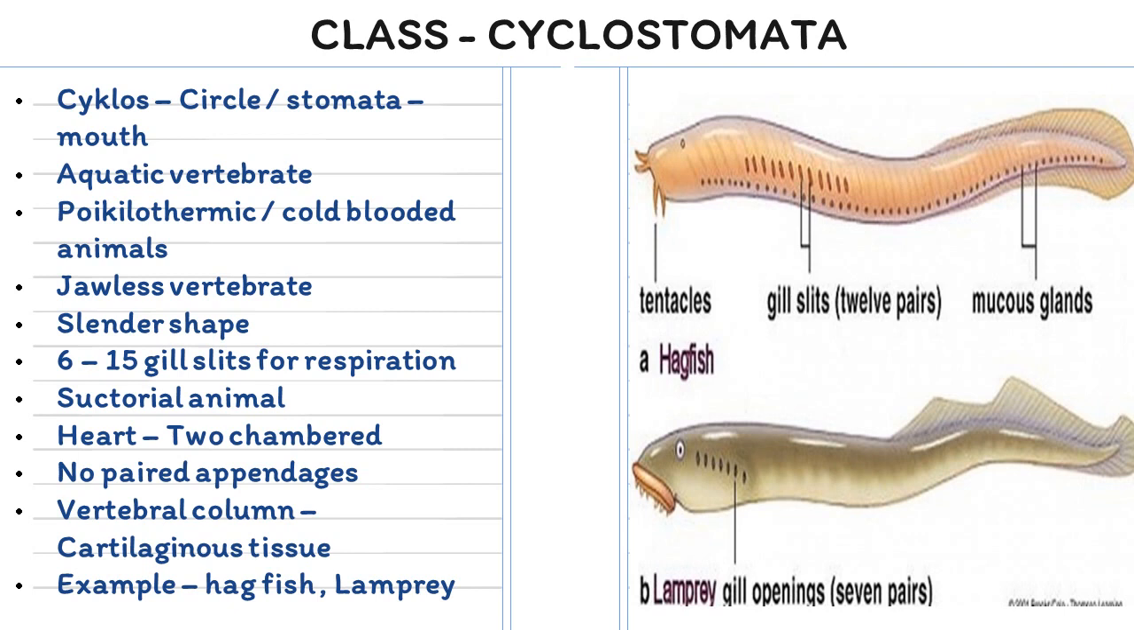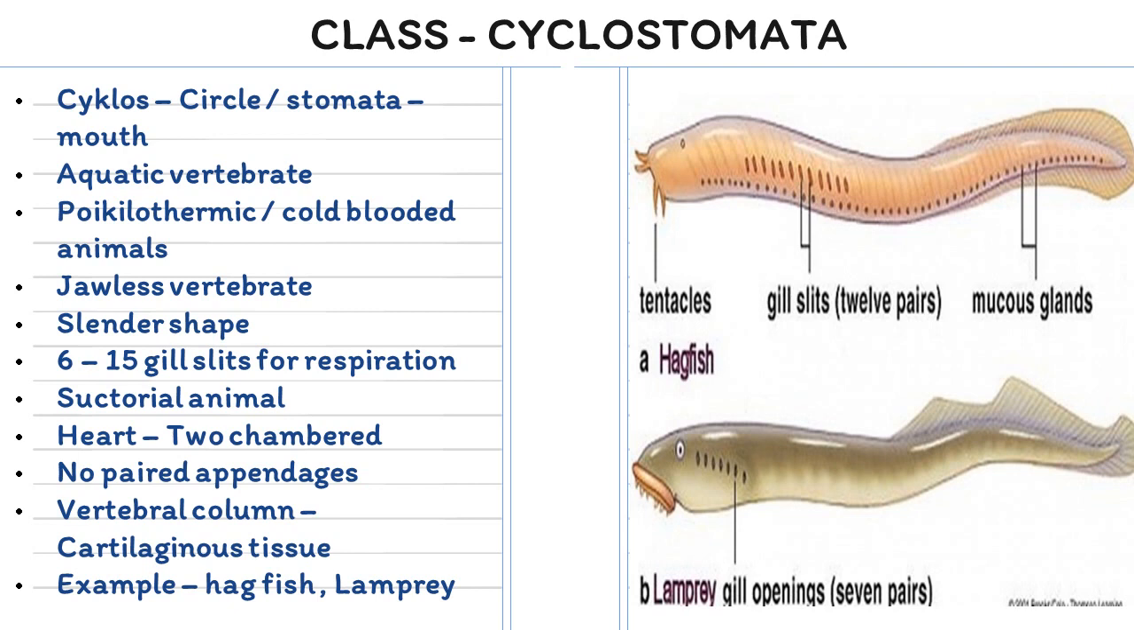Then poikilothermic, or it is known as cold-blooded animals. Poikilothermic or cold-blooded animals means the body can adjust its temperature as per the environmental temperature. When the temperature changes in the environment, the body also will adapt its temperature accordingly. It will change its body temperature. That type of organisms are known as cold-blooded animals.